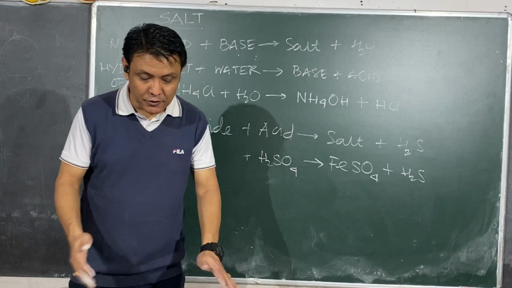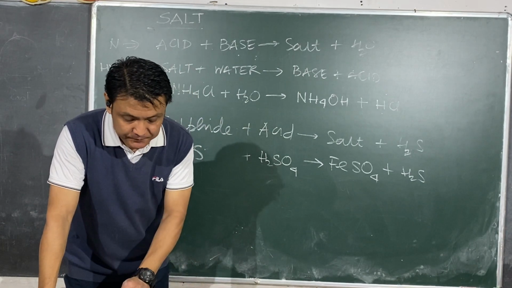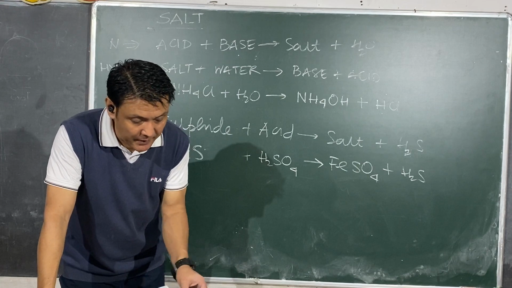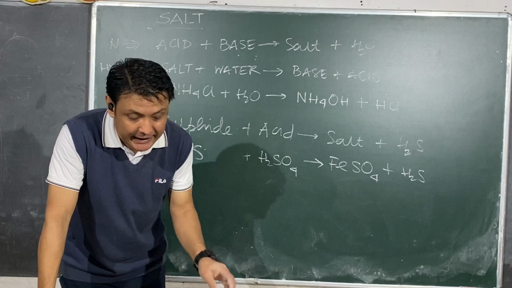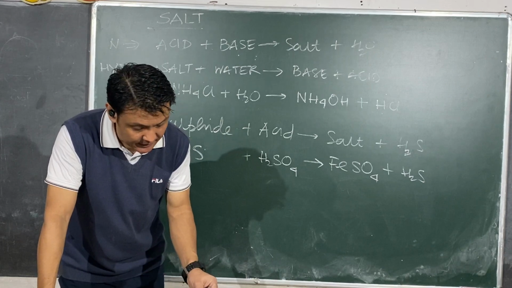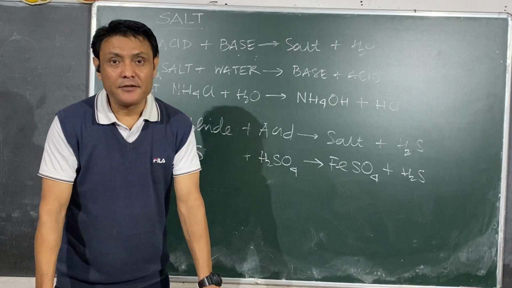So we have not yet come to the end of the chapter. We have to do a little bit remaining, for example, indicators. We have to do indicators and general properties of salts. We will do it in the next class. So thank you so much.